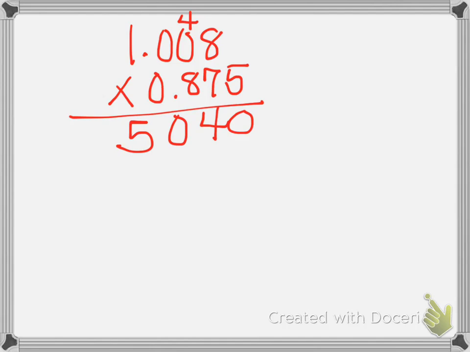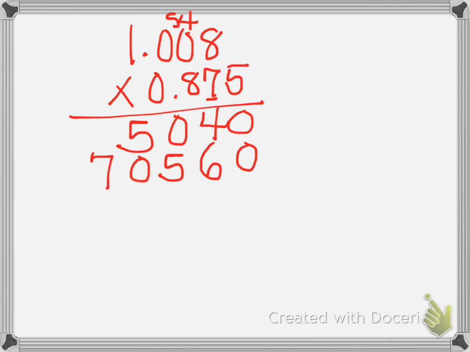Now I come down here, I have to put a place value 0, and I'm at the next number, the 7. 7 times 8 is 56, so I'm going to put a 6, carry the 5. 7 times 0 is 0, I'm going to put the 5 down. 7 times 0 is 0, and 7 times 1 is 7.